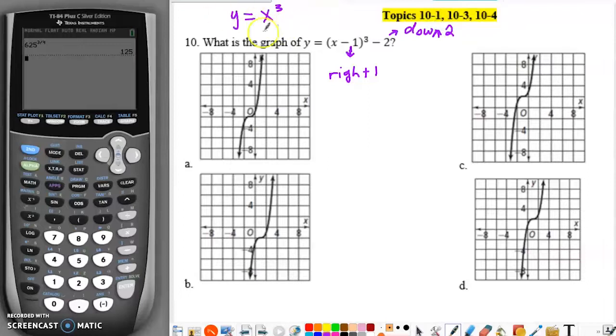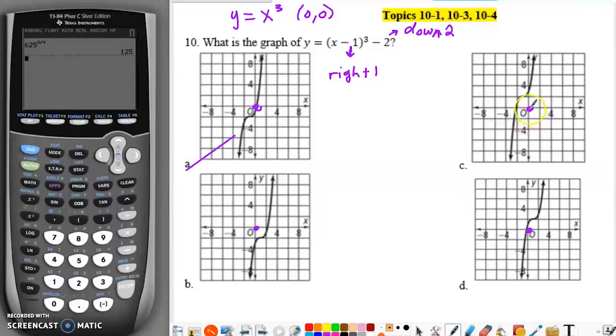And now, on our parent function, remember our graph starts at 0, 0. So looking at all 4 of these graphs, let's make a point at 0, 0. And then from 0, 0, we want to pick the graph that is moving to the right 1 and down 2. So let's move to the right 1. I can already tell that graph A is not going to work because that graph did not move to the right. So we can go ahead and eliminate A.